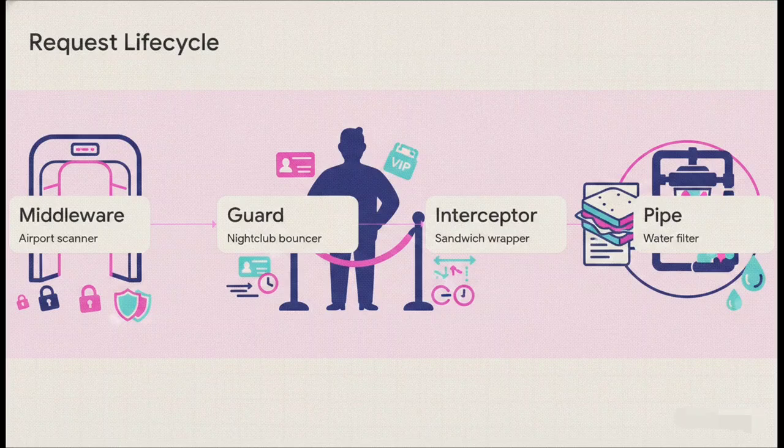Step 3 is the interceptor. Imagine this as a sandwich wrapping your handler. The top piece of bread runs before the request, maybe starting a performance timer, and the bottom piece of bread runs after, maybe stopping that timer or completely transforming the output data.